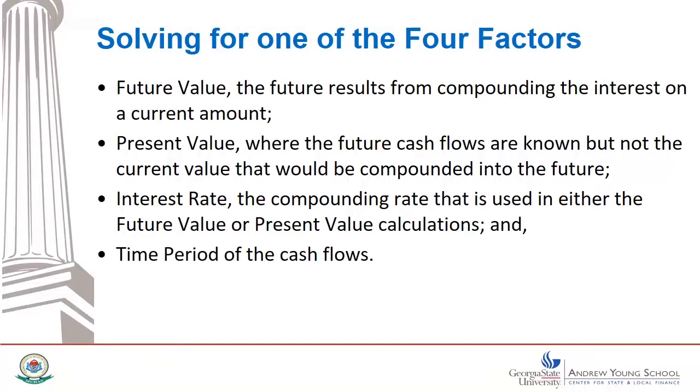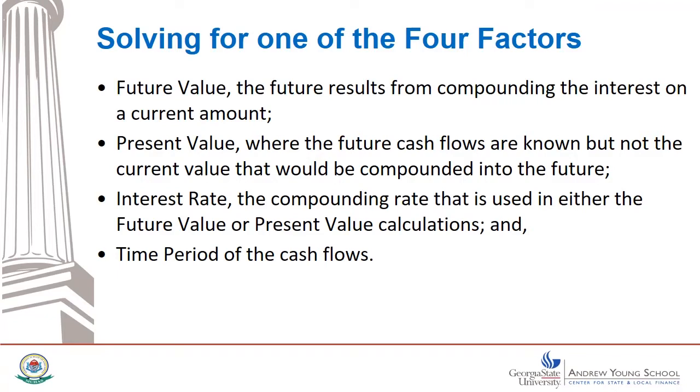Calculating the time value of money involves a variation of one formula that is used to solve for which of the following four factors is unknown. The future value, as in the future results that come from compound interest, as Albert Einstein was referring to. The present value, where you know the future cash flows, but not the current value. The interest rate, or the compounding rate that is used in either the future value or present value calculations, and the time periods of the cash flows.